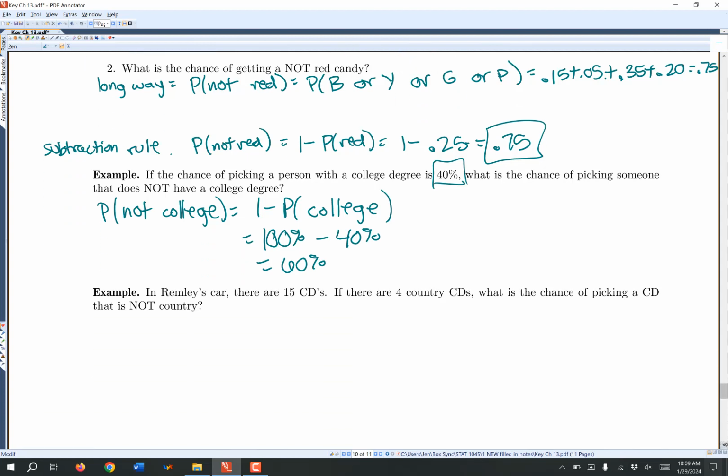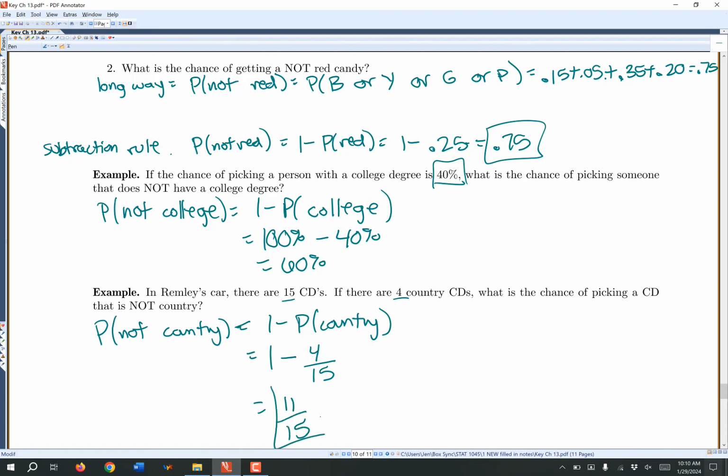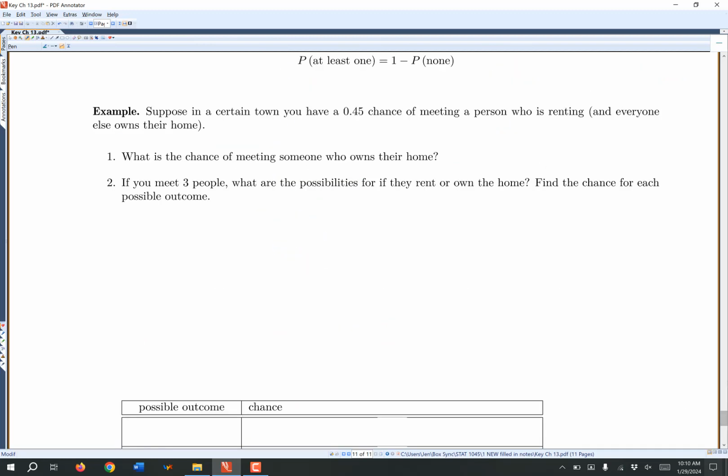In Renly's car, there are 15 CDs. If there are 4 country, what's the chance of picking one that is not country? The probability of not country equals 1 minus the probability of country. There are 4 countries, 15 total, so 1 minus 4 out of 15 gives me an 11 out of 15 chance of getting something that is not country. Now, those are all very simple problems. Let's look at the next page.